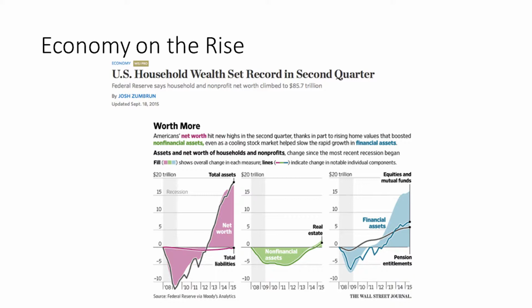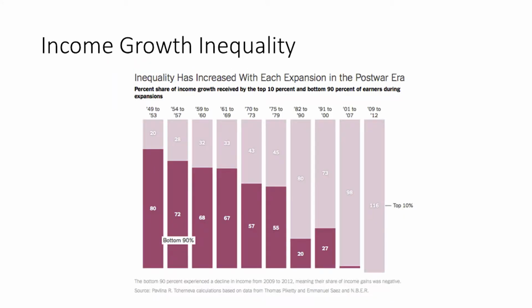So just to look through the economy on the rise. There's a lot of news lately that the economy is increasing, that the household wealth is increasing, but if you don't really take a deeper dive to this, it's a little bit misleading. So really looking at an income growth inequality. So while overall the household wealth is increasing, between different individuals, it's quite drastic.